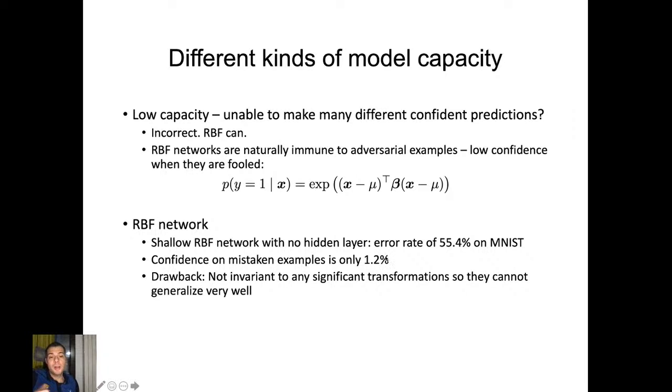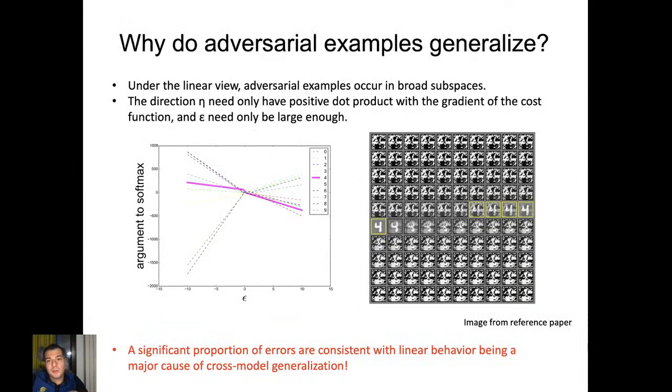For the mistaken examples the confidence is quite low. The problem with the error rate, of course, is that the model is not invariant to significant transformations, so the model does not generalize well. So it is a model that is robust to adversarial examples, but its capacity is not as good.